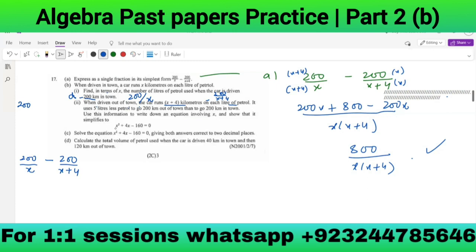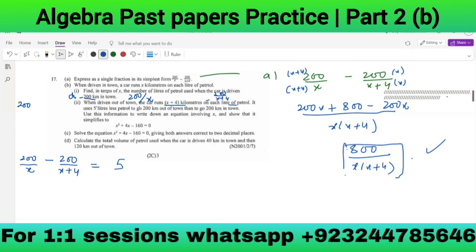It uses 5 liters less petrol. Yes, 200 by x minus 200 by x plus 4 should be equal to 5. Now let's solve the equation. So we take 200 by x minus 200 by x plus 4, which was the a part, and it gives us the answer 800 over x plus 4.